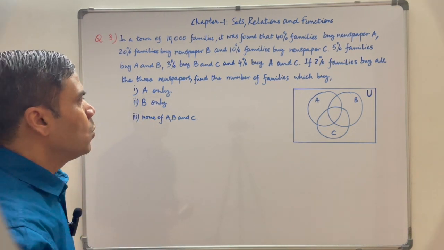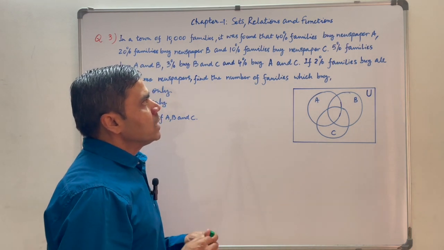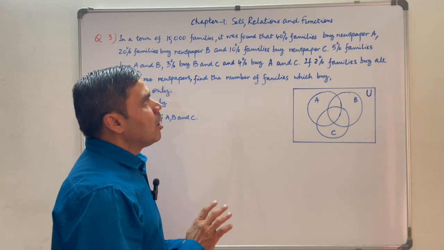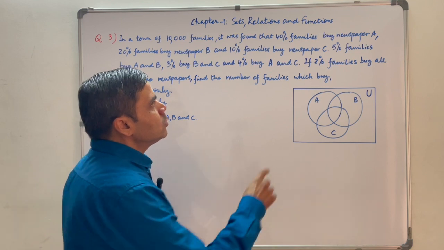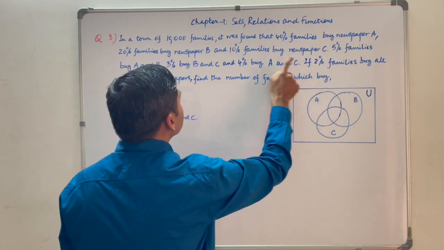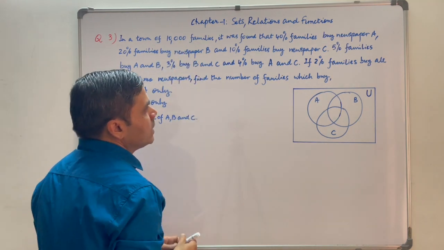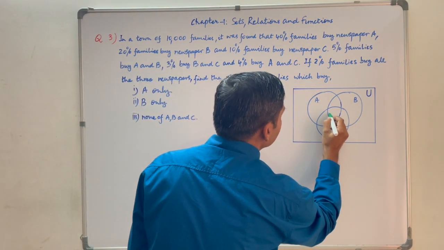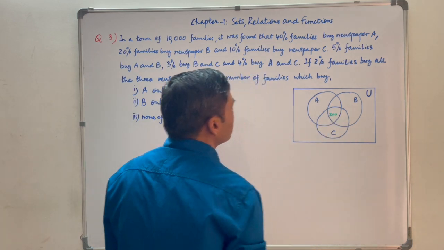Let us see how. First step is to figure out how many families buy all the three newspapers. So 2% families buy all the three newspapers. 2% of 10,000 will be 200. So you need to write 200 in this common zone.